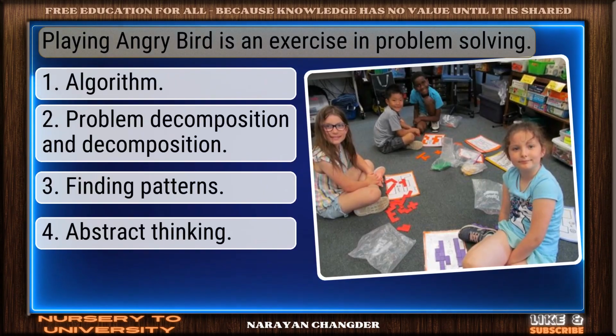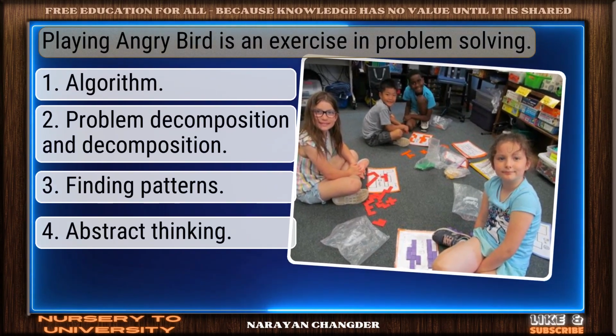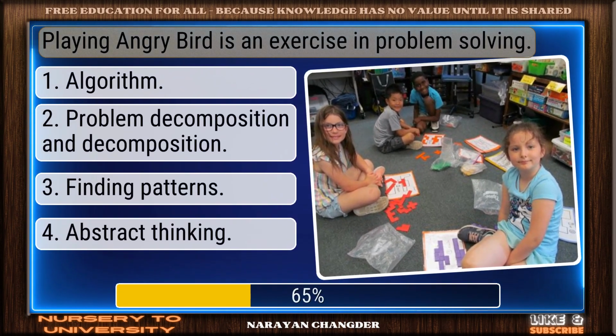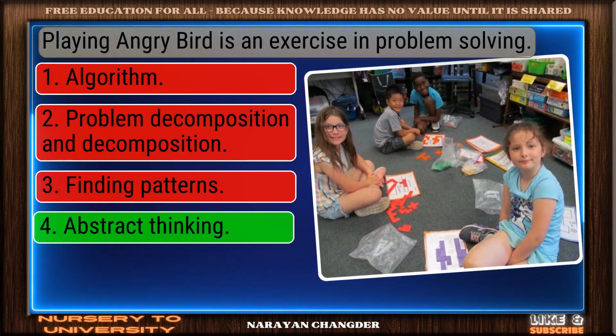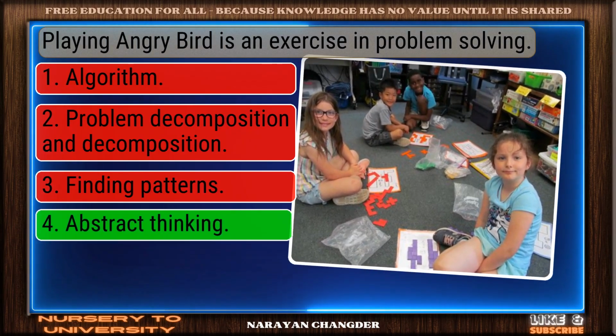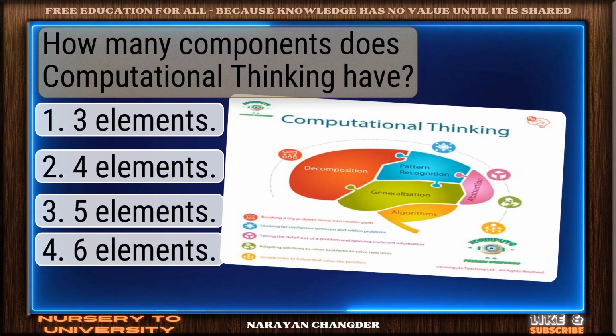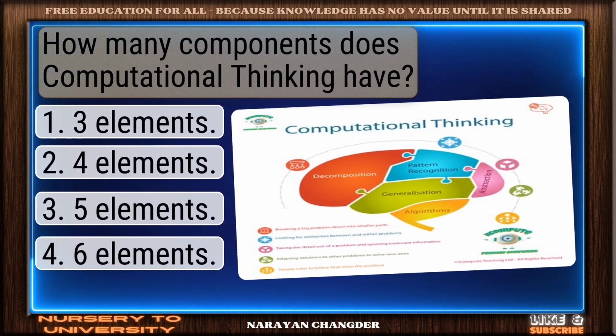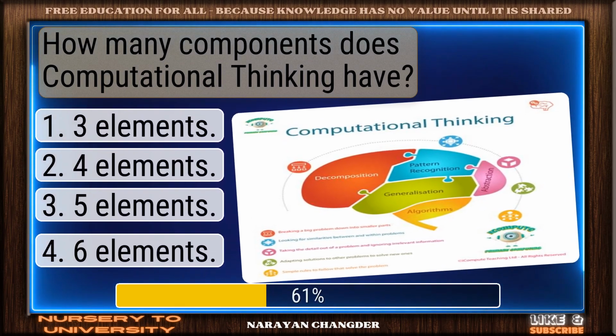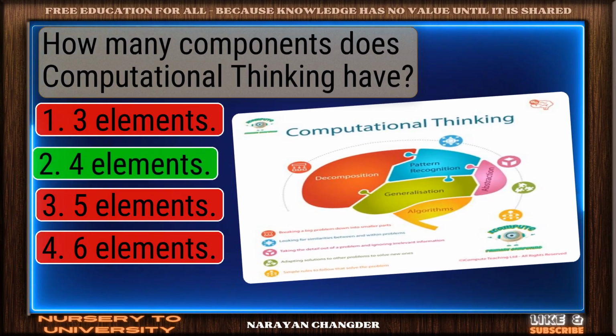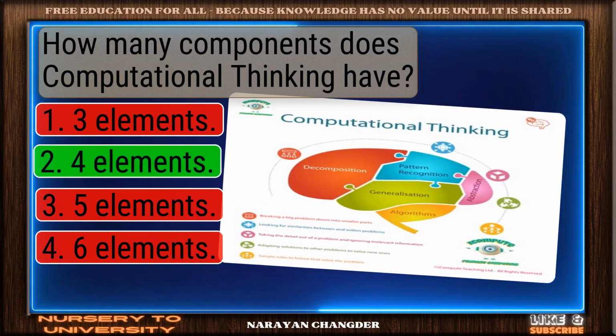Question number 37. Playing Angry Bird is an exercise in problem solving. Perfect. Abstract thinking is the correct choice. Question number 38. How many components does computational thinking have? Strong choice. 4 elements is the right answer.